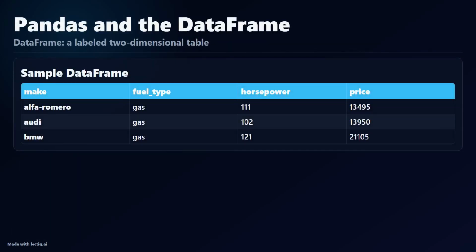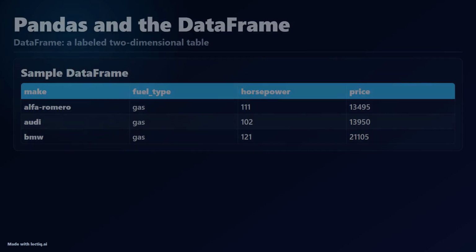Pandas provides data structures and tools for efficient manipulation and analysis. Its core structure is the data frame, a two-dimensional table with labeled rows and columns, and convenient indexing. Notice the row labels on the left, the column labels on top, and the individual cells inside.